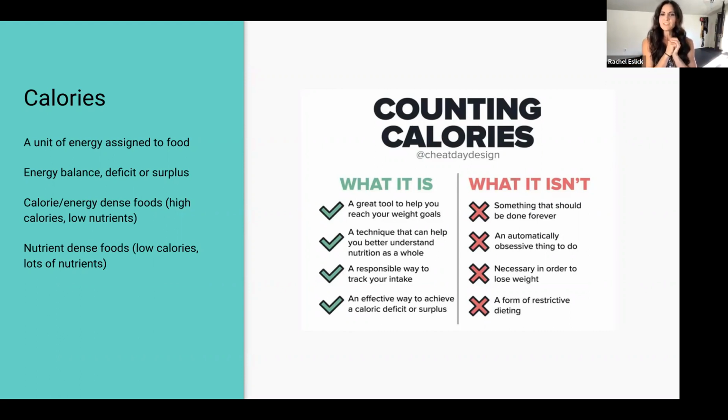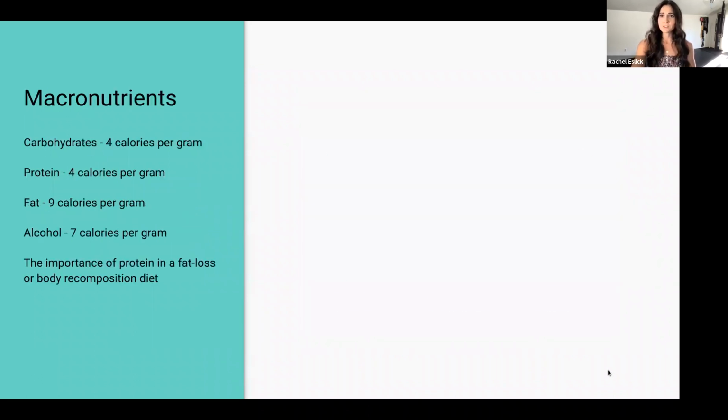What calorie counting isn't, which part of this is cut off, is something that should be done forever. It's not automatically an obsessive thing, although it can become one if you tend to have an obsessive personality, or you've had some issues with eating disorders in the past. I would caution you about calorie counting and macro tracking. It is not something that's necessary in order to lose weight, but like I said, I think it is a very specific way that you can really hone in on what it is that you need. And it is not necessarily a form of restrictive dieting. It could be. There's a dark side of everything.